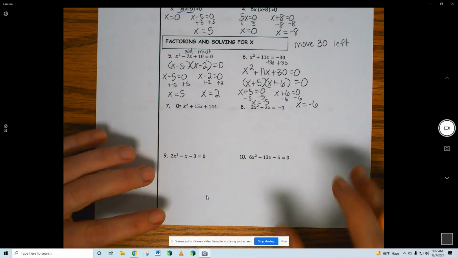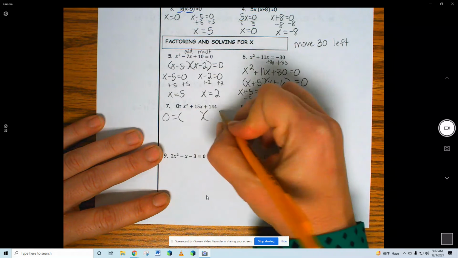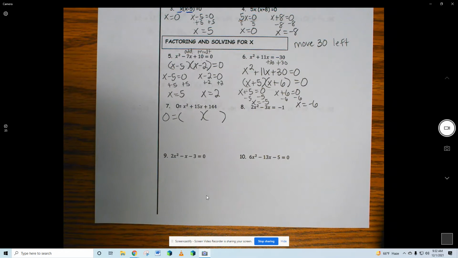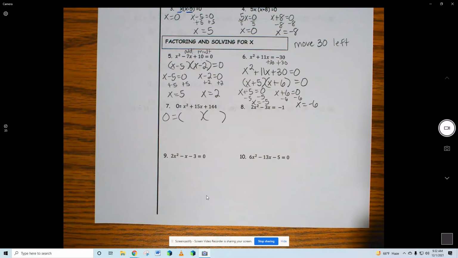Okay. Bottom, it's already equal to 0. It's just backwards. No problem. What multiplies to make 144 and adds up to 15? Ooh. It's not 12 times 12. 144, you guys? It's not 12 times 12. 144. Well, let's see. I have an idea. This is a hard one.